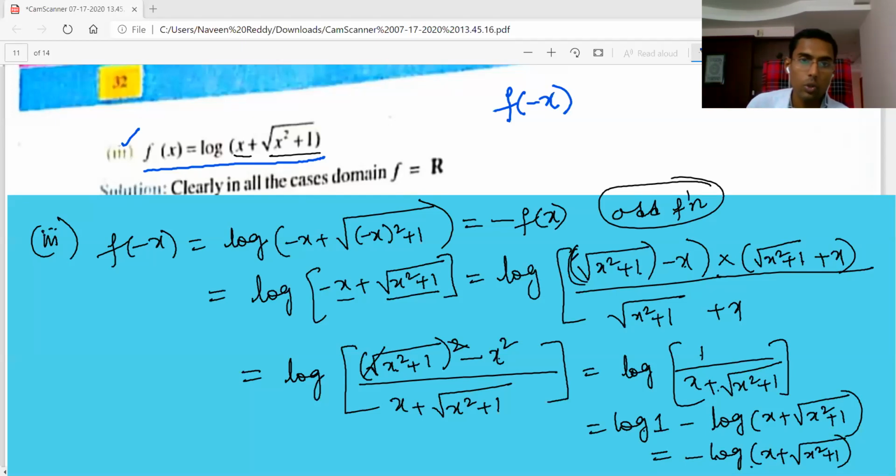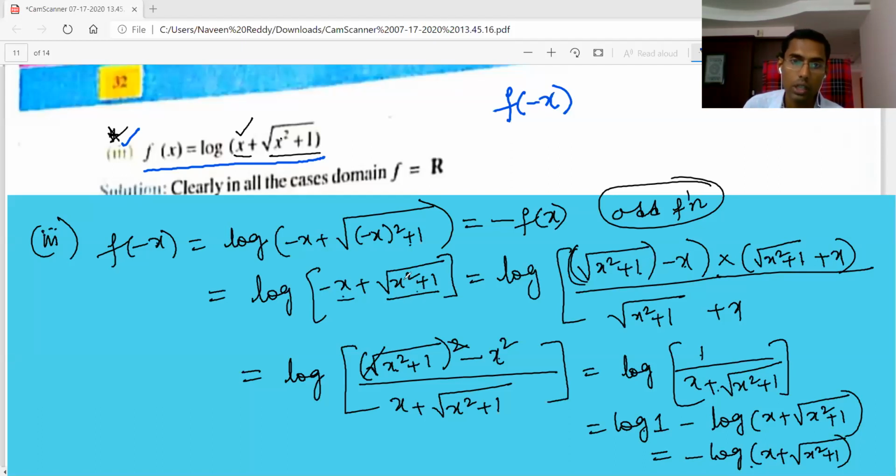So this is how you have to do this problem. This is an important model, you can try to understand. So f of minus x we did, in the place of x if you replace minus x, here minus x, here also minus x, then we get this like this. Then you have to rationalize like this.